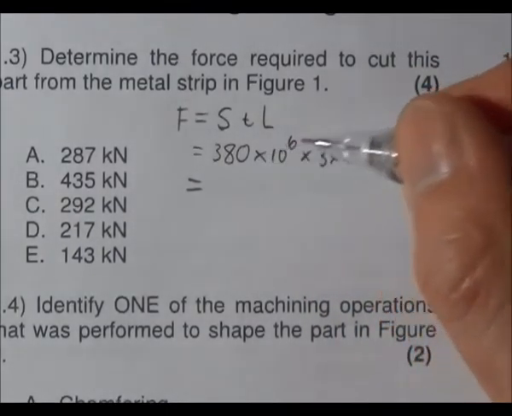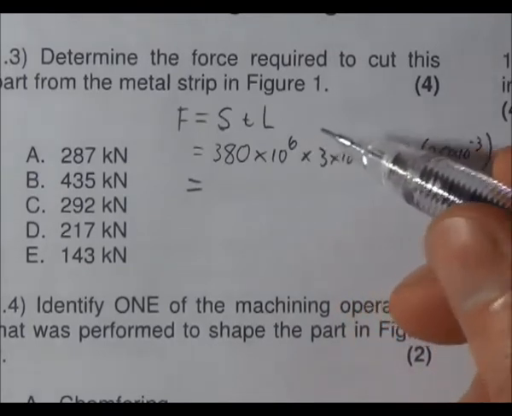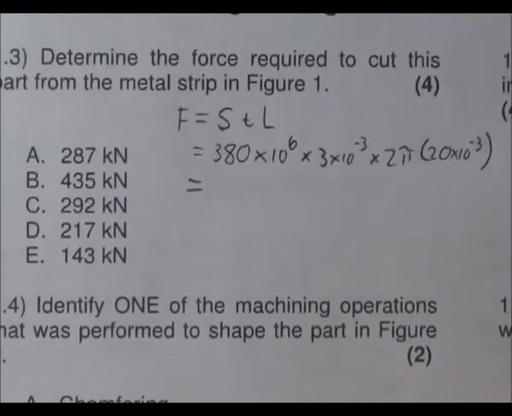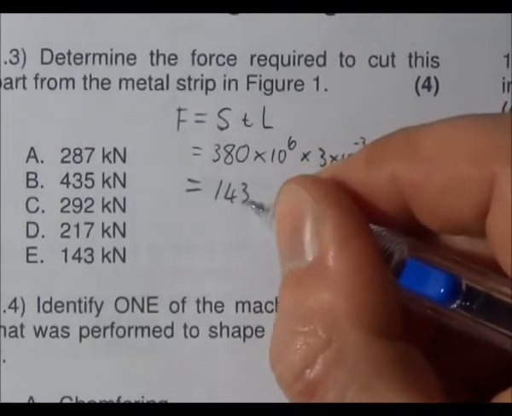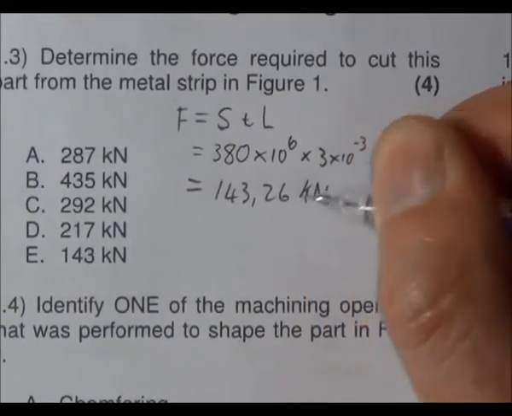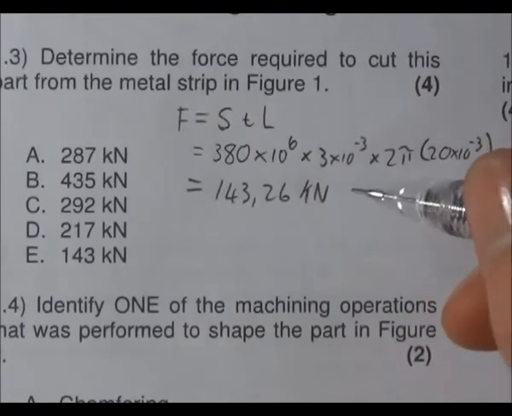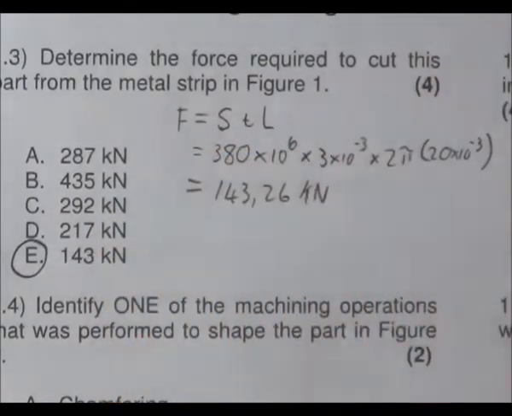So you'll note I wrote all of this in SI units. It's always the safest to work with meters and newtons instead of working with megapascals, because then your distance unit has to be in millimeters, which is going to cause you to make a mistake somewhere along the line. So if we multiply all of this out, we get 143.26 times 10 to the 3 newton, so 143.26 kilonewton. That's option E.